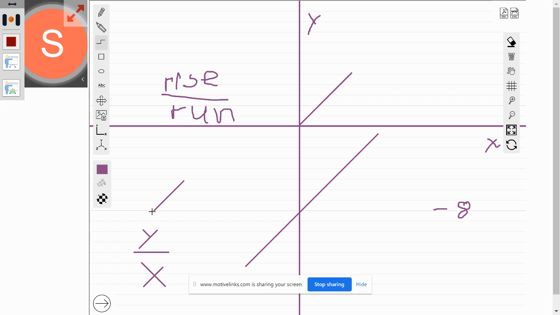So now let's see how much this line rises. First let's pick 2 points on this line. Let's pick this point right here. And let's pick this point right here. So let's mark them.